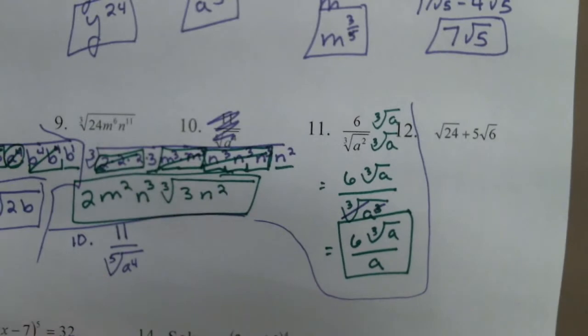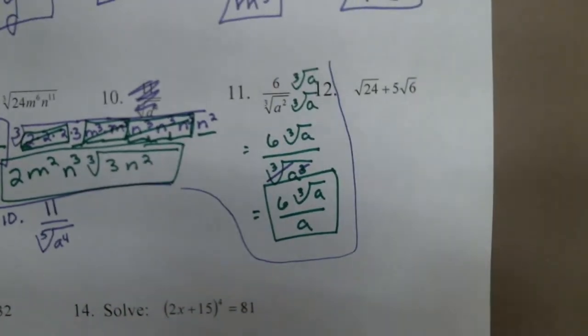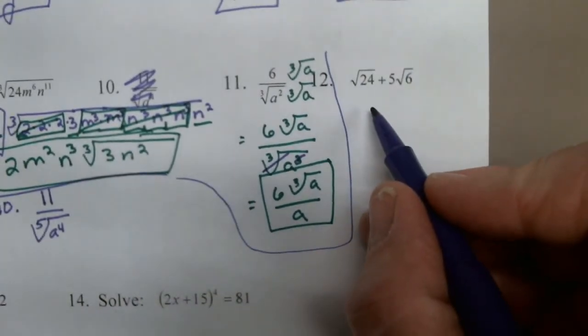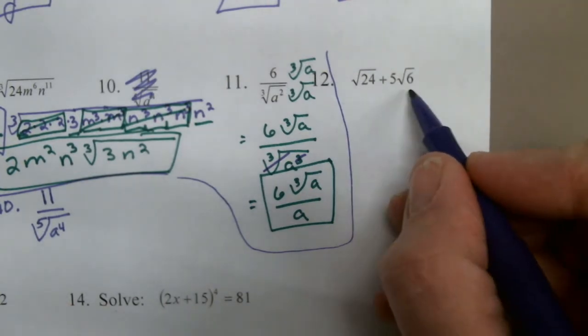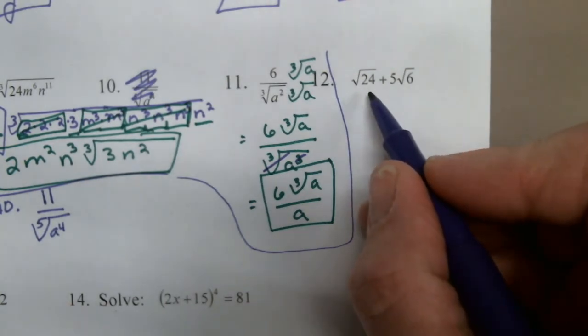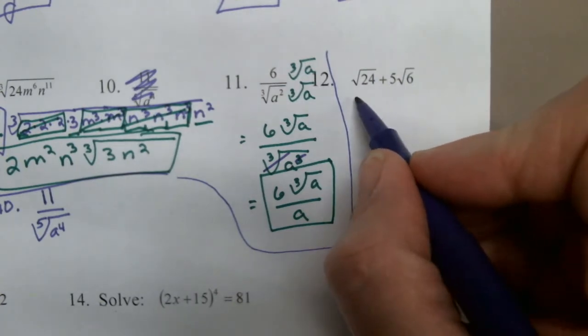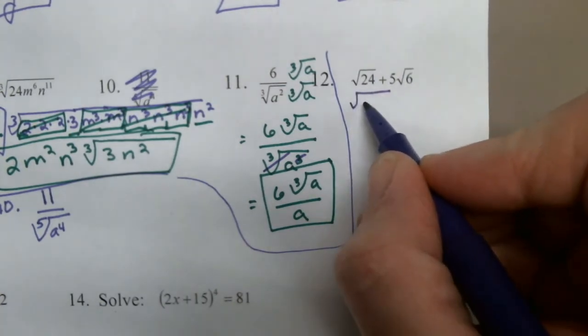All right, now back to the other side. Number 12, the square root of 24 plus 5 times the square root of 6. We can't combine them because the radicals aren't exactly the same. But the square root of 24, we can simplify that.